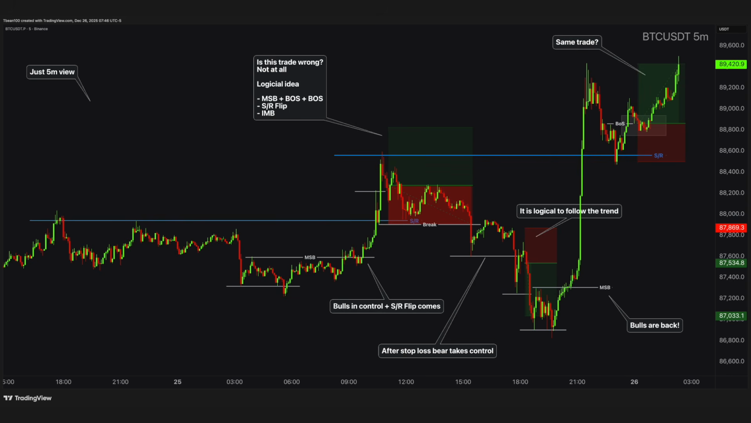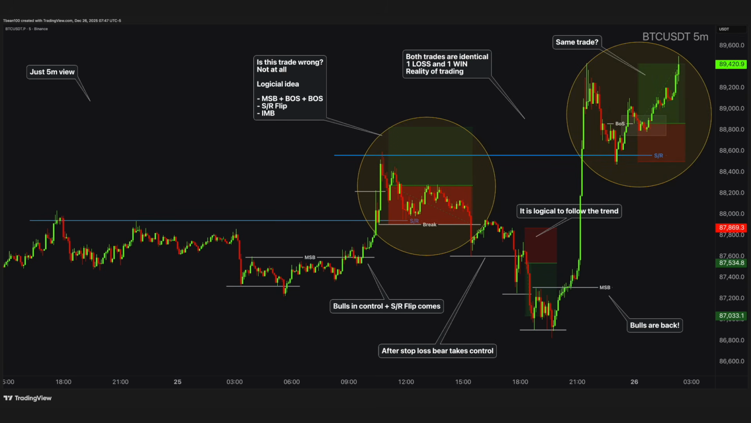So when you compare the first trade and the last trade, you see one loss and one win. But if you really study them closely, you will notice they are basically 100% identical trades and patterns. So what you do as a trader is keep playing the same patterns or strategies again and again without changing your approach.